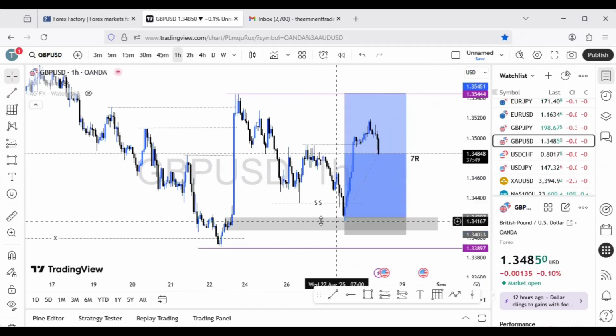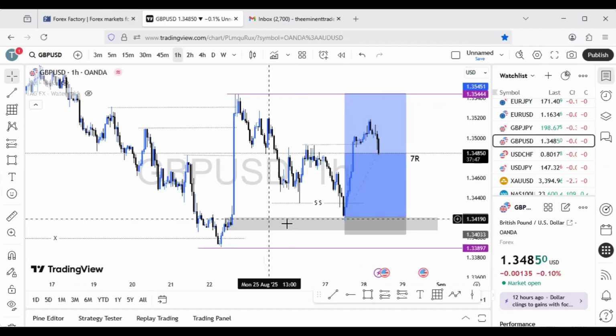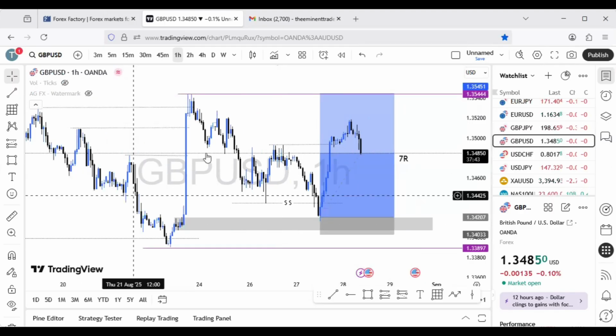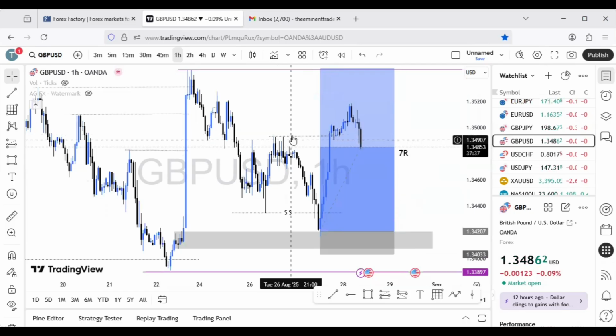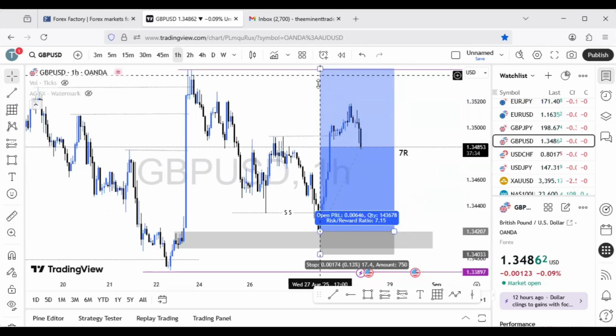But I shared this on Tuesday too, if I'm not mistaken. So it played out nicely yesterday/today. And this was the normal target I had, and it got there.